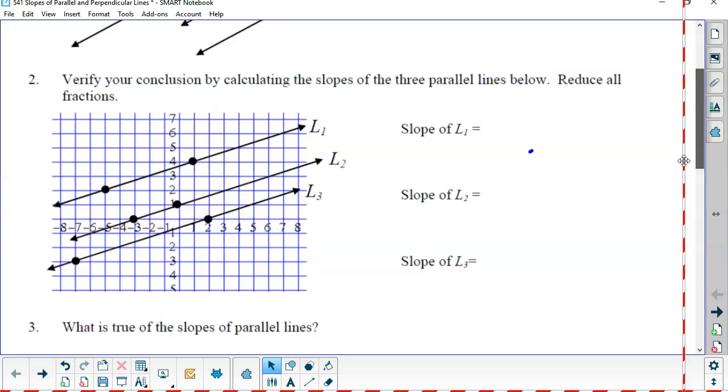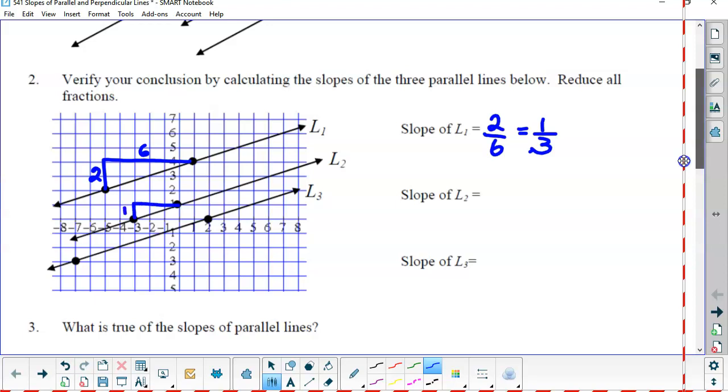So in L1, here I'm going to go up and to the right. So I'm going up 2, to the right 6. So 2 over 6, which reduces to 1 over 3. L2, up 1, to the right 3. I'm just using the points that are given because why bother creating more work for yourself? Okay, so 1 over 3. So far those are equal.